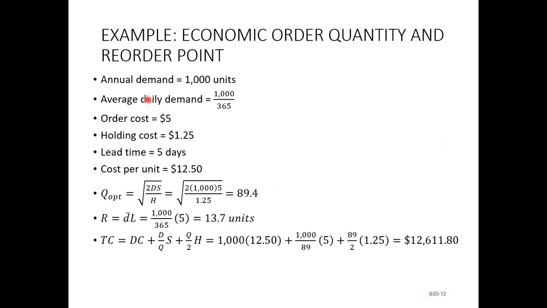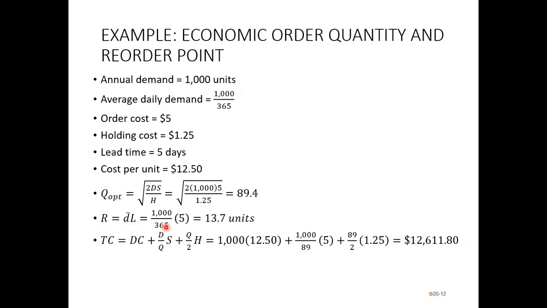Let's take one example. Suppose annual demand is 1000 units in a shop. Average daily demand will become 1000 divided by 365. Order cost is $5 per order, holding cost is $1.25, lead time is 5 days, cost per unit is $12.50. So Q optimal, or EOQ, becomes equal to the square root of 2 times annual demand times order cost divided by holding cost, right? And this becomes 89.4. So this is the Q optimal.